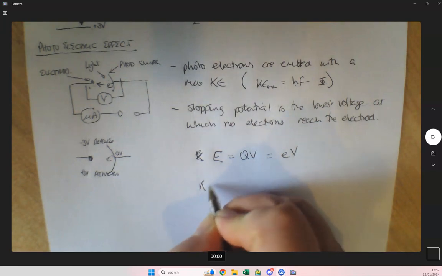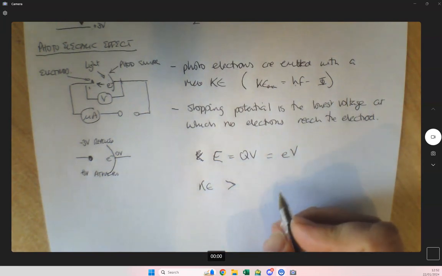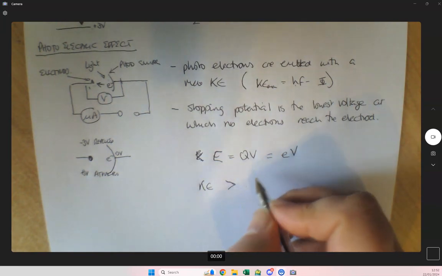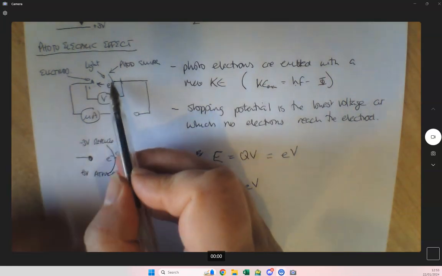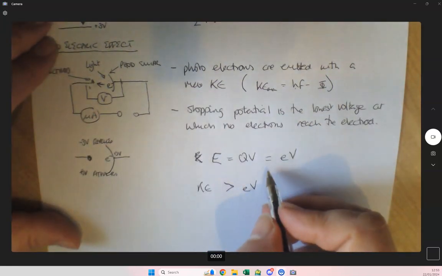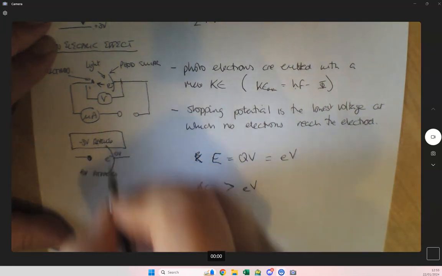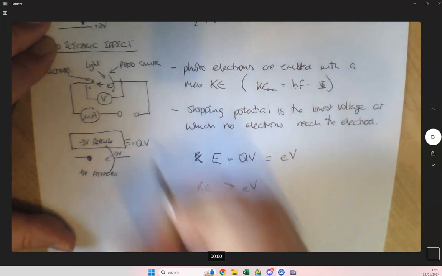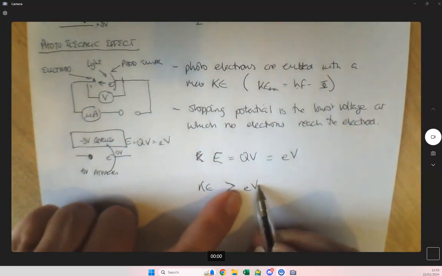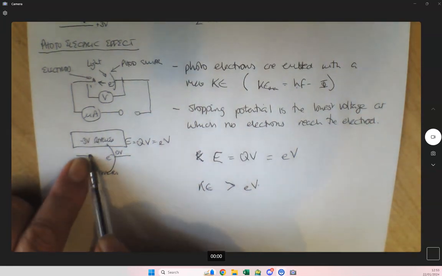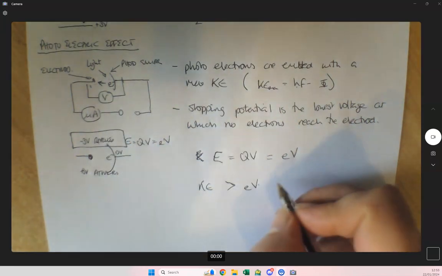So there are various scenarios here. If my kinetic energy, so my maximum kinetic energy of this, is greater than the eV lost, so is greater than the energy lost. So I should say here, I'm considering this scenario where it's got a negative voltage over here, and the energy here then is going to be QV. So if the kinetic energy is greater than eV, then my particles have got enough energy to reach the other side. What will happen then is you'll get a current registered around this. So you would see a current.